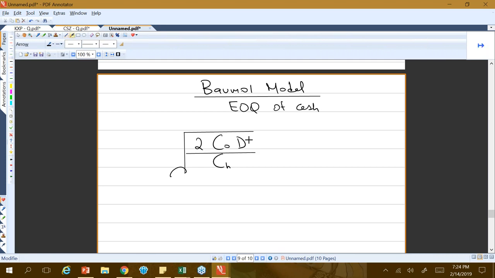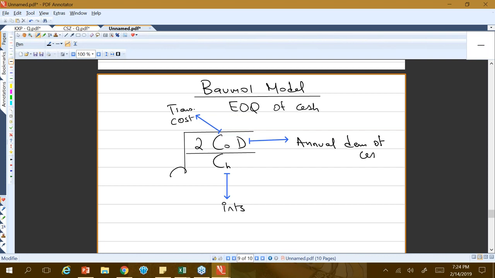Here, these are the things. CH is the interest, the opportunity cost. CO is the transaction cost. And D is the annual demand of cash.